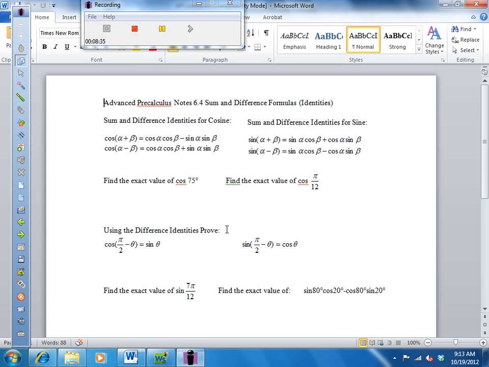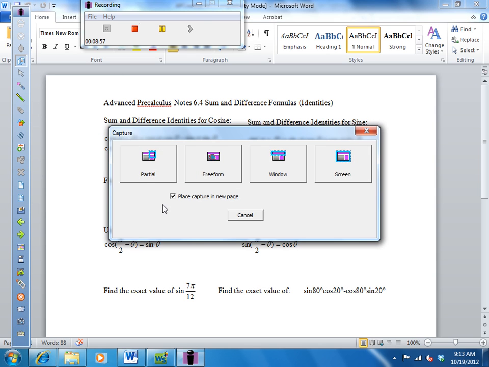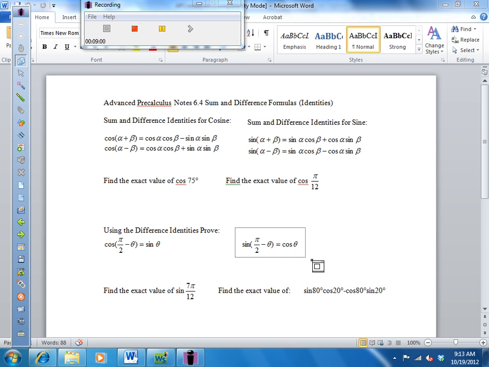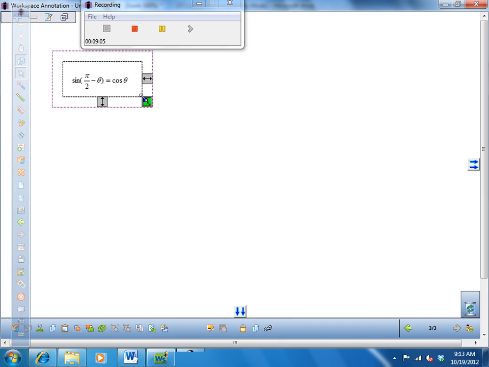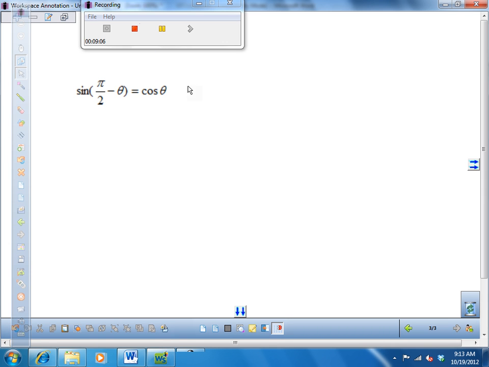All right, use the sum and the differences to prove that this is true. Let's do this one over here. I'm not going to do both of them. Find the exact value of sine of 7 pi over 12. Let's do that. Okay, so with this one, what we're going to do is an identity problem. And this is proving that this is true. And this isn't as bad as you think it might be, but when it comes to tests, everyone has a hard time with it. So let's watch what I do here.